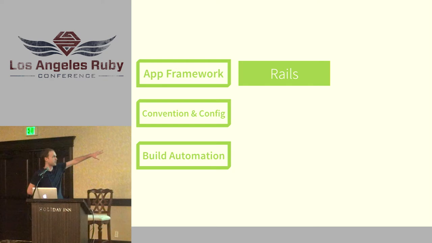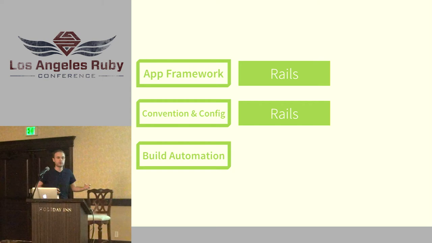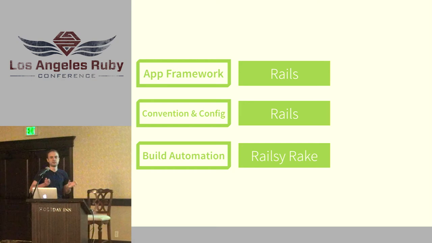And in Rails, the application framework is obviously Rails' job, Active Record, Action Pack. The conventions and configurations were also set forth by Rails. And then the build automation, it's Rake, but it's really Railsy Rake. There's the Rails CLI, and then there's also a whole bunch of Rake tasks, but for the most part they ship with Rails and require a Rails environment. So Rails really owns the whole stack for most intents and purposes.